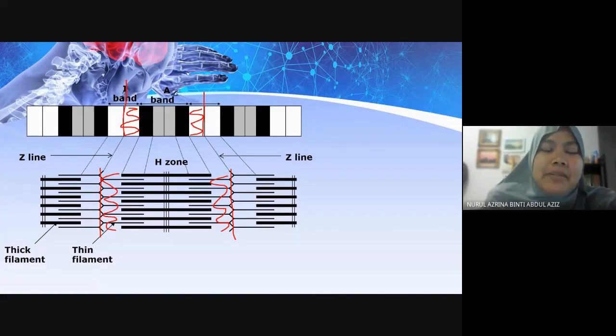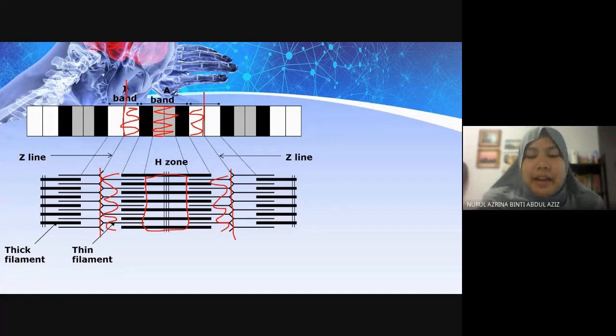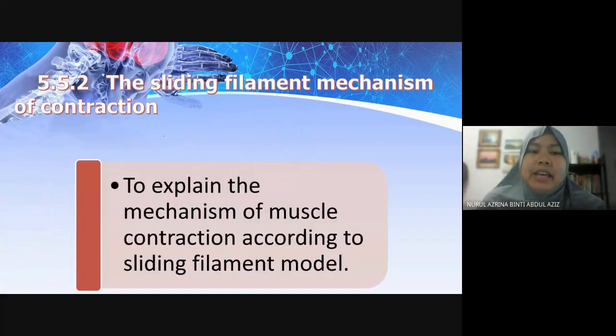Okay, right. So which one is H zone? So H zone daripada sini kan? Daripada sini sampai sini H zone. Okay, so mana satu H zone kita kat sini? So yang ni, yang warna light grey ni. So this is H zone. Okay, right. So that is sarcomere. Okay, so any questions so far? Any questions so far?